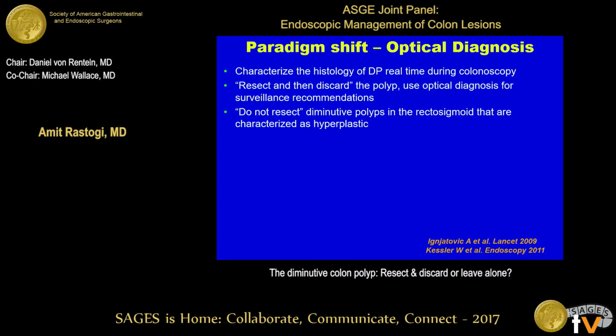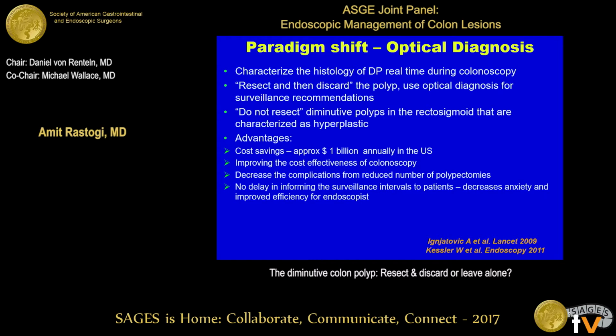And the second concept is the do not resect strategy, and this is for diminutive polyps in the rectosigmoid that you characterize as hyperplastic, and these polyps can be left behind because of their inconsequential malignant risk, and you can avoid doing a polypectomy in the patients.